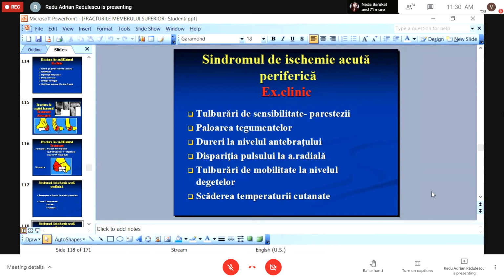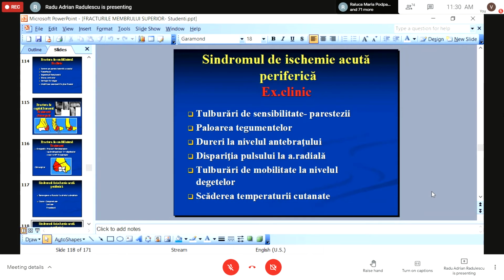Well, in this situation, all the signs that are here, even if they are in the Romanian language, like pale skin, pain at the level of the forearm, no pulse at the radial artery, loss of mobility of the fingers, and lower skin temperature. All these signs are not useful because they are very late signs.